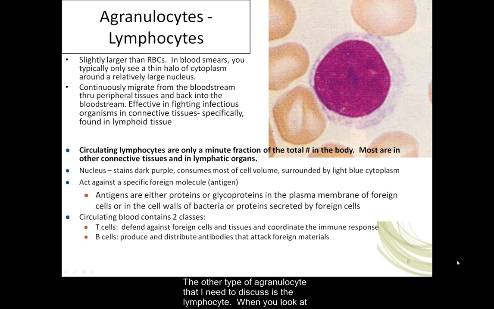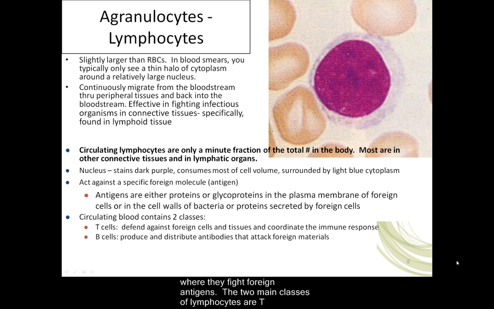The other type of agranulocyte that I need to discuss is the lymphocyte. When you look at this picture, you'll notice that the lymphocyte has a very large, dark staining nucleus with a thin, pale halo of cytoplasm around it. Much like the other white blood cells already discussed, the lymphocytes travel in the bloodstream for a short time and then migrate into connective tissues and lymphatic organs where they fight foreign antigens.